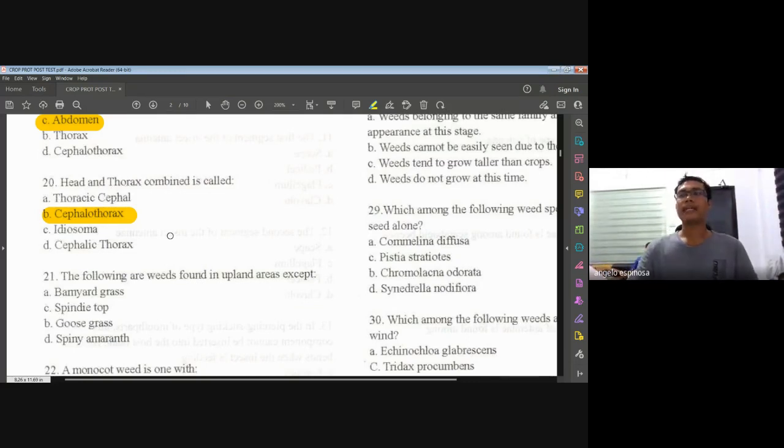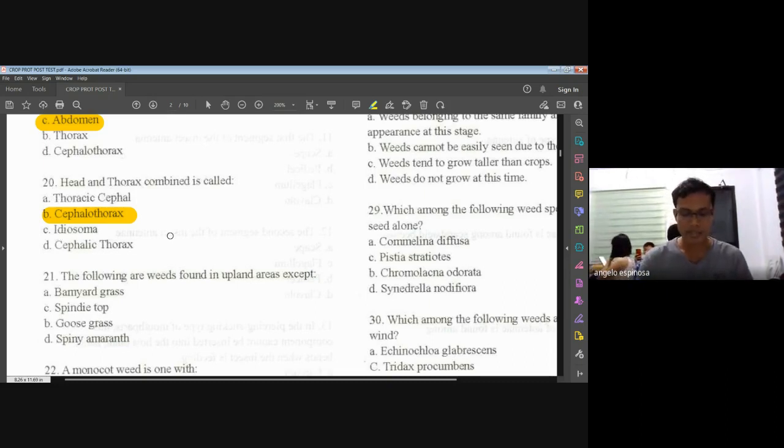This is a type of, tulad ng mga spiders, arachnids, no? They have cephalothorax because the head and the thorax is being combined. Ang tawag po doon ay cephalothorax. Kasi ang arachnid, they have only two divisions, which is the abdomen and then the cephalothorax, a combination of the head and the thorax.